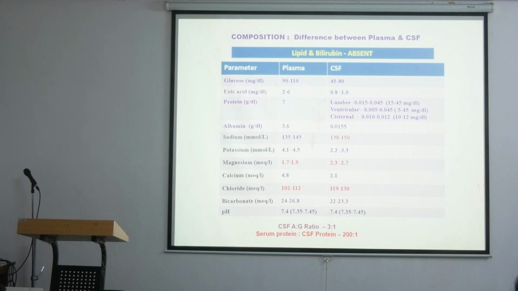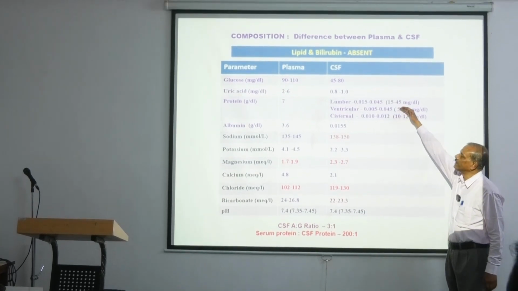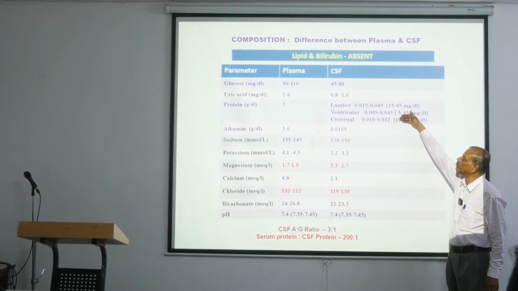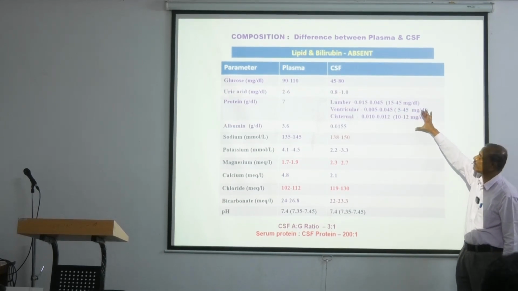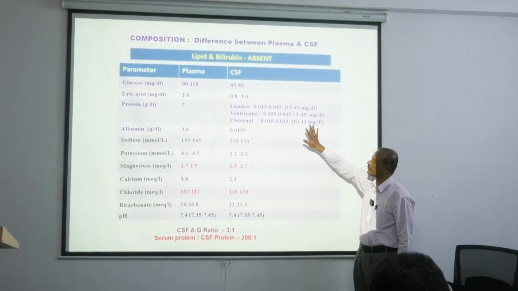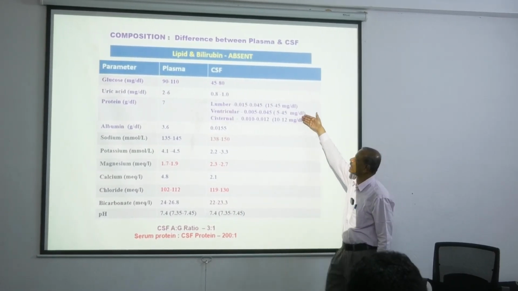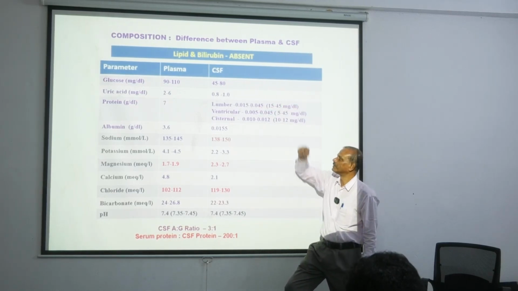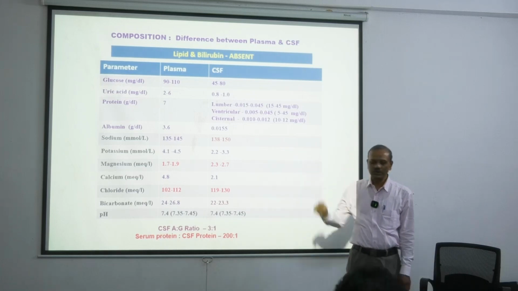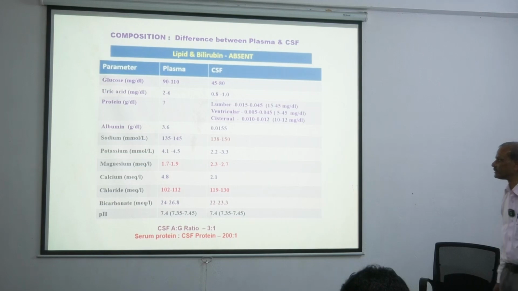Nearly 1000 times, see this is 7, this is 45 or 15. If you see the composition in different areas, there is some amount of difference in composition: lumbar region, ventricular region, cisternal region. But we usually collect CSF from the lumbar region, that's why that is the reference point. So you can see the protein concentration is abruptly low because of the ultrafiltration.